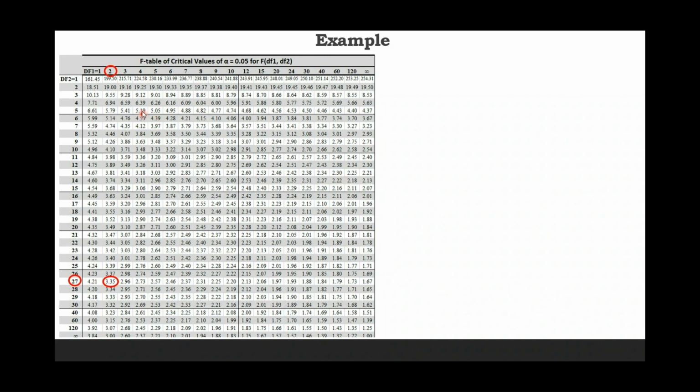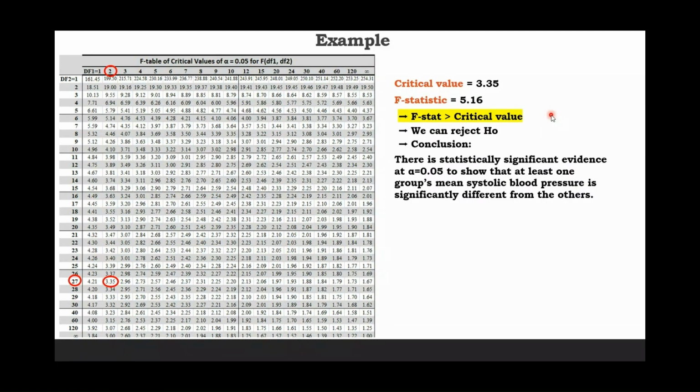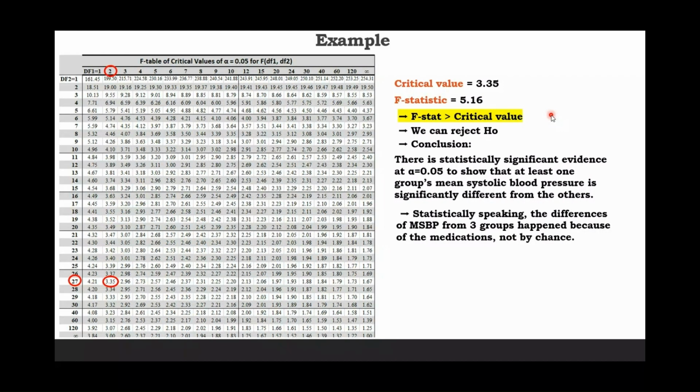At this point, I'm going to use the F table of critical values for the 0.05 level of confidence with degrees of freedom 2 and 27. And then I got the critical value of 3.35. Then I can tell that the F stat is above the critical value, which means I can reject the null hypothesis and conclude that there is statistically significant evidence at 0.05 to show that at least one group's mean systolic blood pressure is significantly different from the others. So statistically speaking, the differences in mean systolic blood pressure among the three groups happened because of the medication and not by chance.